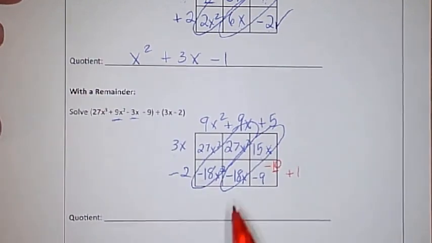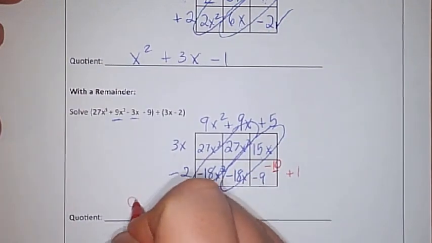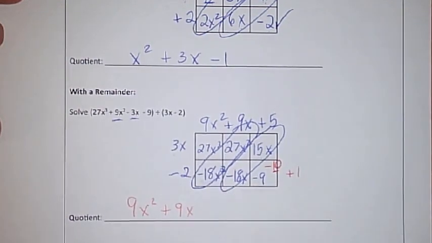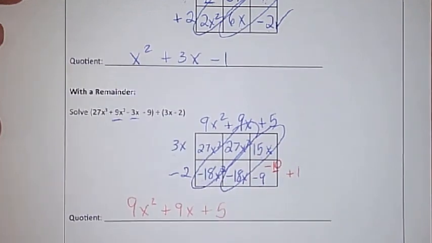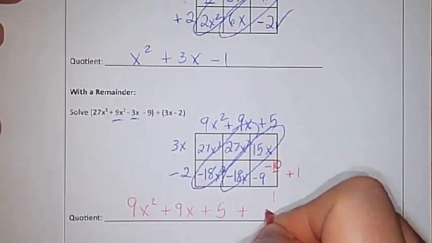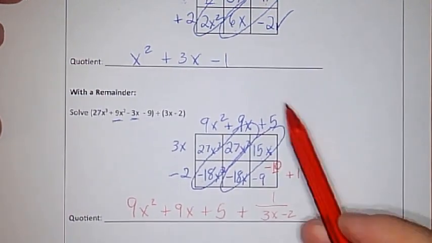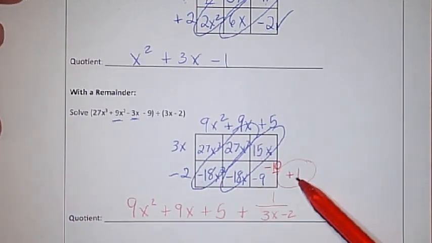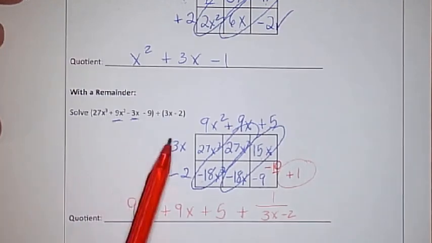So I am going to write this quotient as 9x squared plus 9x plus 5 plus 1 divided by 3x minus 2. Remember that we always want to take our remainder, which in this case was plus 1, and we want to put it as being divided by our divisor, which in this case was 3x minus 2.